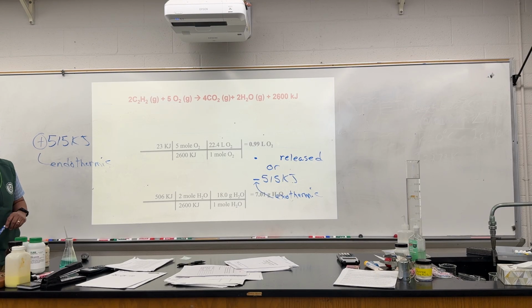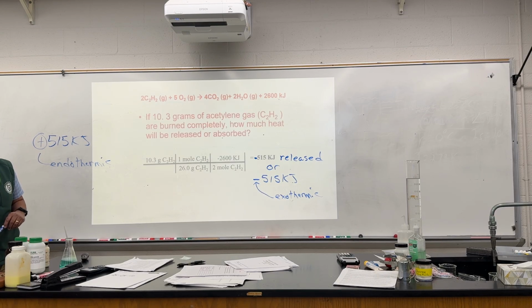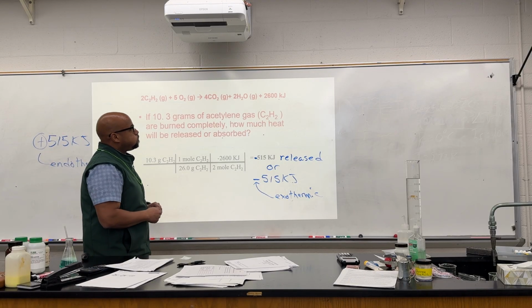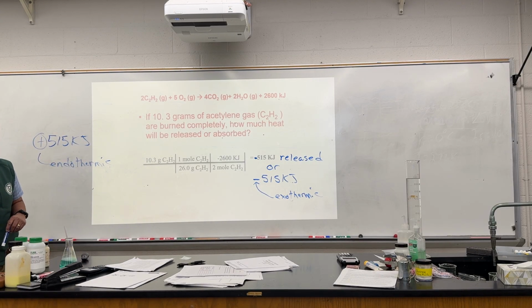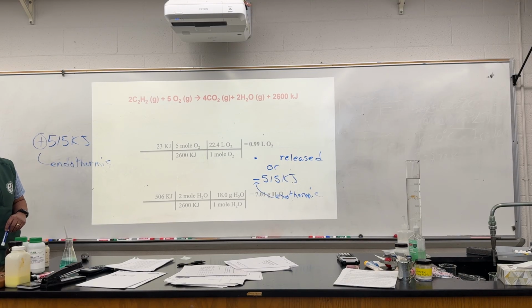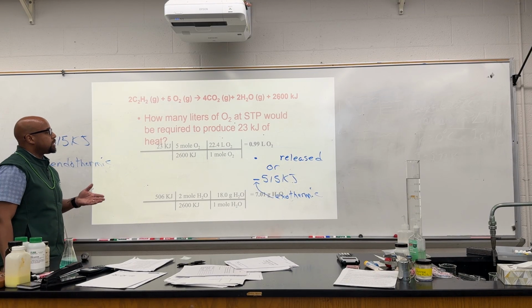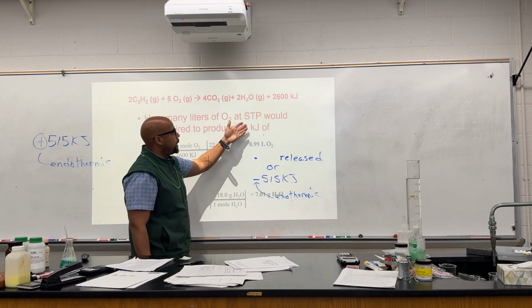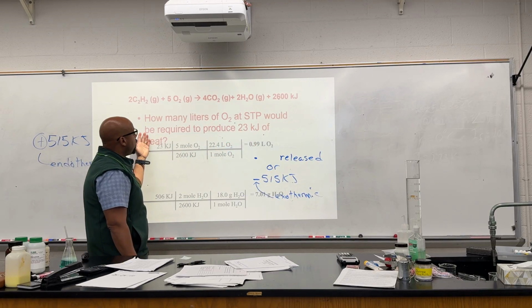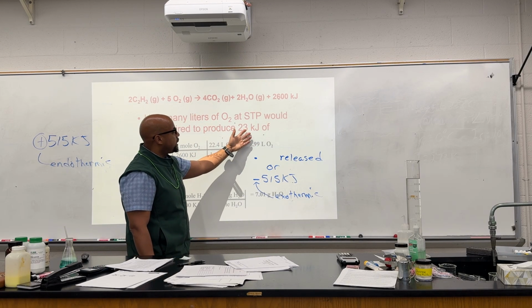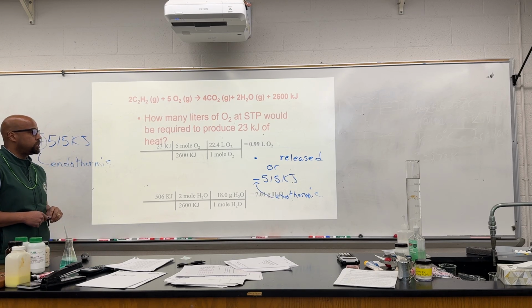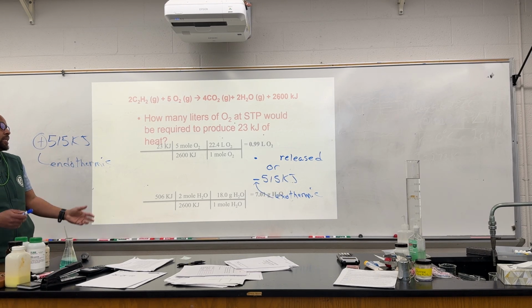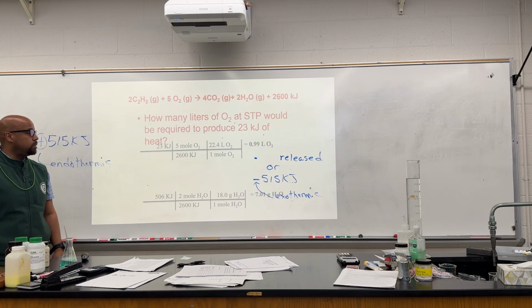If you look at this problem here, and better yet, before I even go to this problem, let's do this. No, hold on, because I need to wait until I show you something else first. Say I gave you a problem like this, where it simply says, how many liters of O2 at STP would be required to produce 23 kilojoules of heat? So I got 23 kilojoules of heat that's being produced here. And the question is just asking, what would be the liters of O2 at STP?